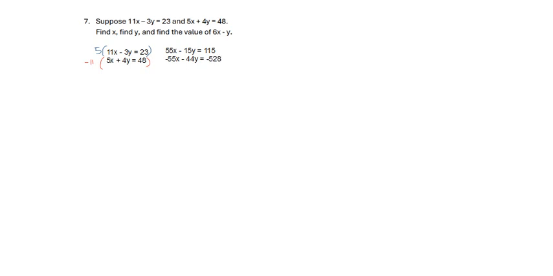Okay, we're now ready to combine like terms. The reason for that is, look at the x's. They have 55 and negative 55, same numbers with opposite signs, so they can essentially cancel out. What we get after that is negative 59y equals, let me check that, negative 413. From here, we can divide both sides by negative 59.